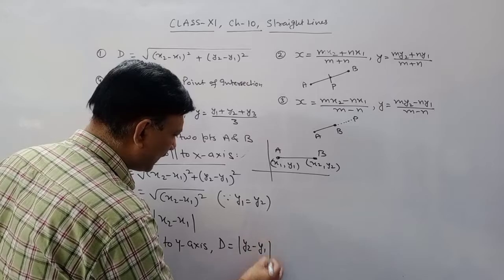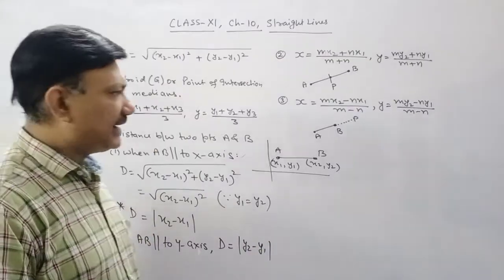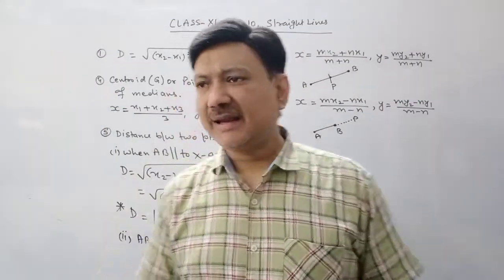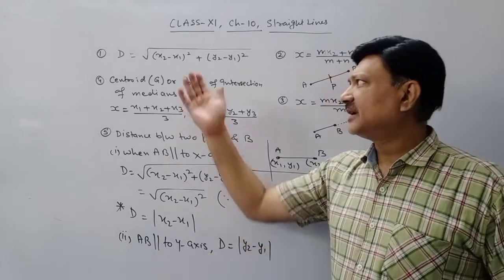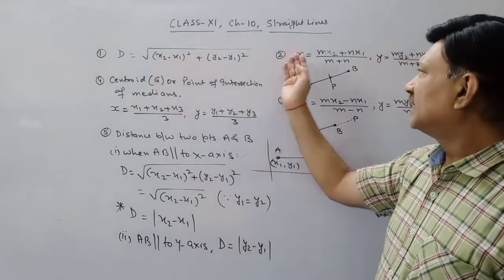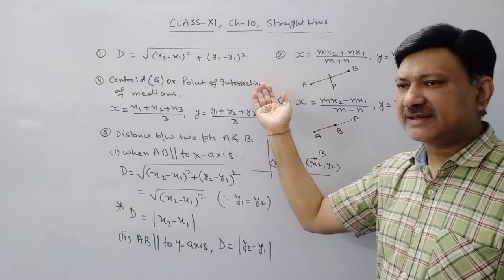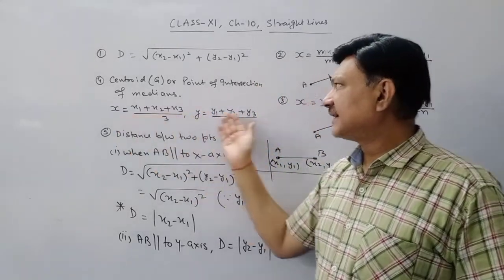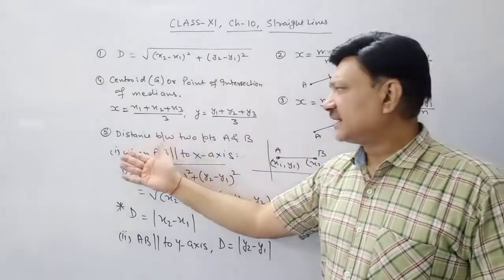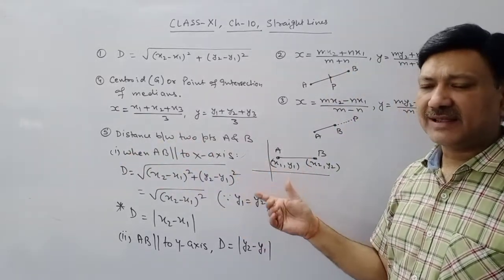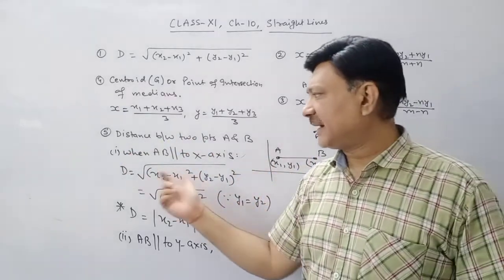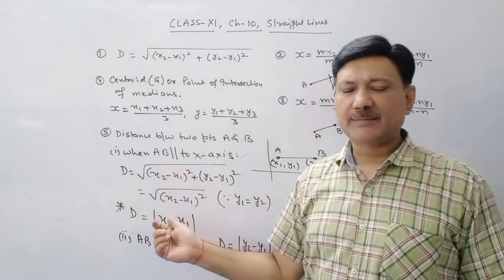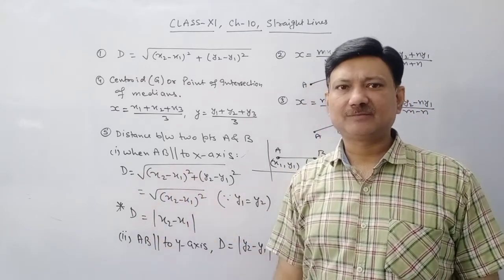ये जो इतना टॉपिक है, ये 10th बेस्ड टॉपिक है, जिसमें हमने क्या पढ़ा? डिस्टेंस फार्मूला, सेक्शन फार्मूला फॉर इंटरनल डिवीजन, सेक्शन फार्मूला फॉर एक्सटर्नल डिवीजन. After that, centroid of the triangle. What is the distance between 2 points when the line joining these 2 points is parallel to x-axis, is parallel to y-axis.